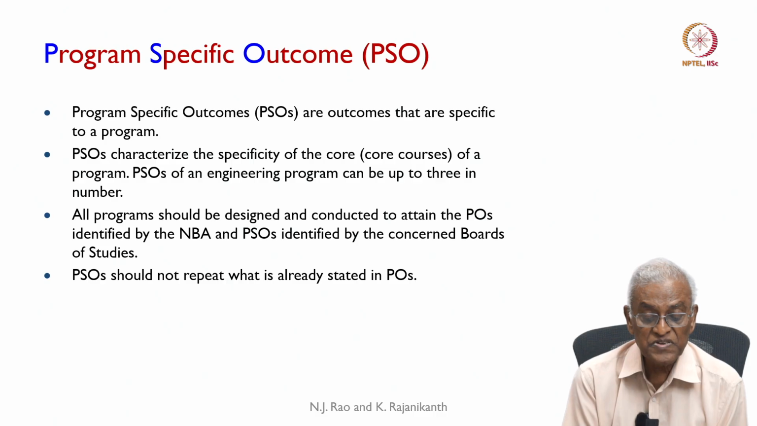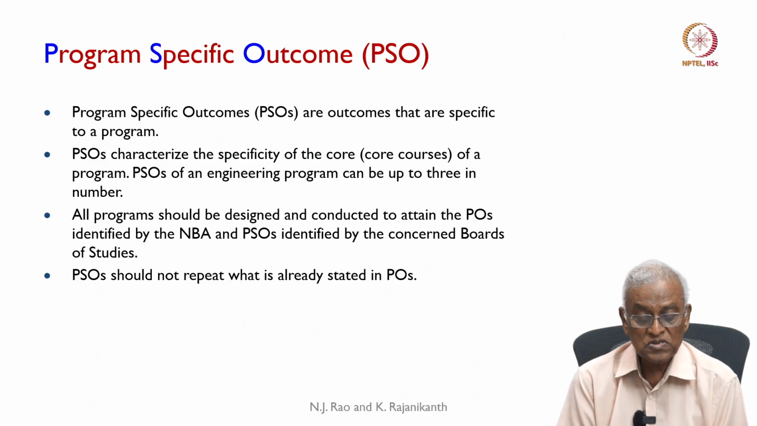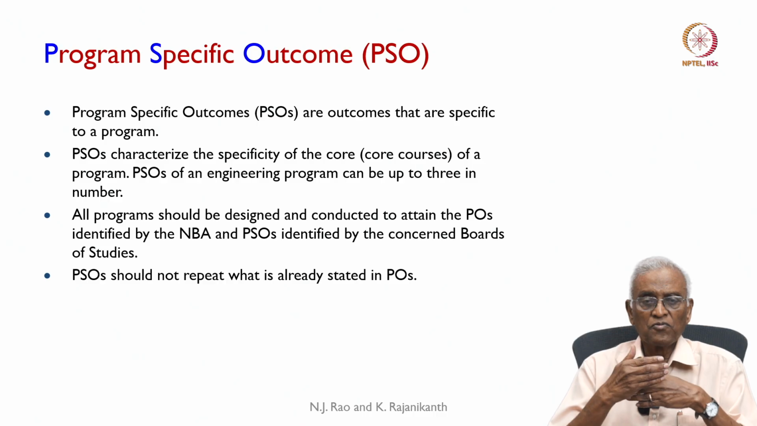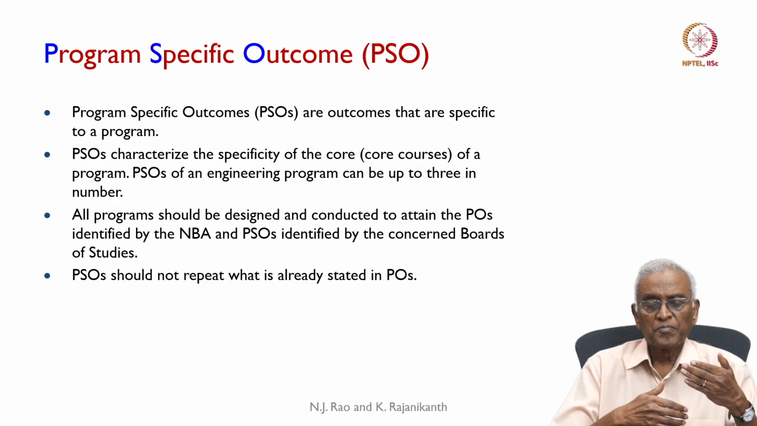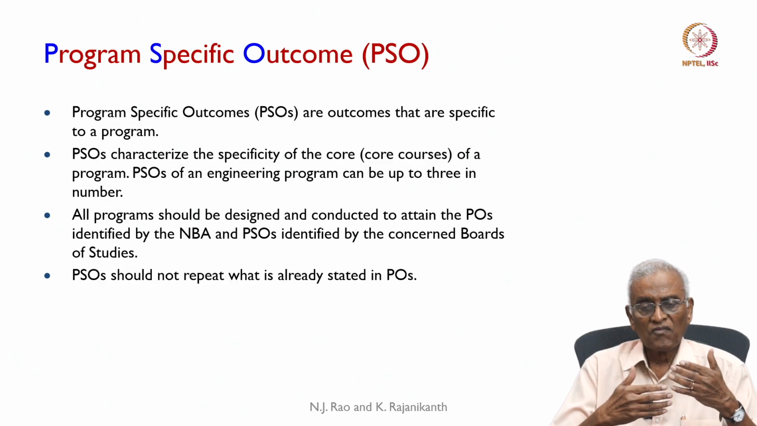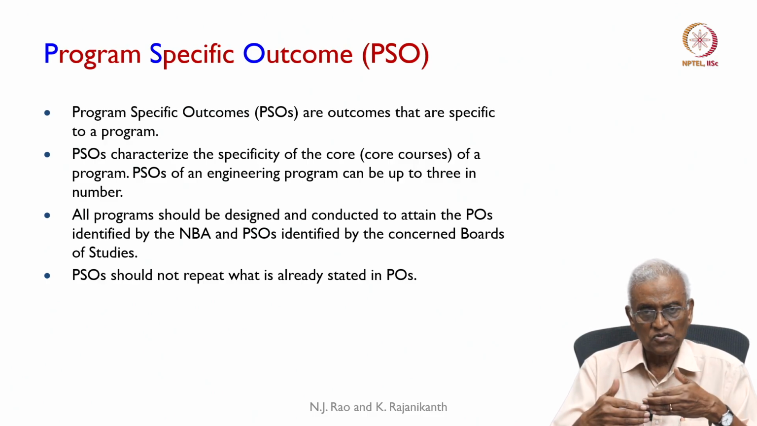PSOs characterize the specificity of the core of the program, not electives. Electives are a student's choice. But PSOs of a program as of now can only be up to 3 in number. Earlier version was you can go up to 4, but now NBA says it cannot be more than 3. So, if you put POs and PSOs together, there are 11 POs and maximum 3 PSOs. So your core will have to be designed with regard to these POs and PSOs.